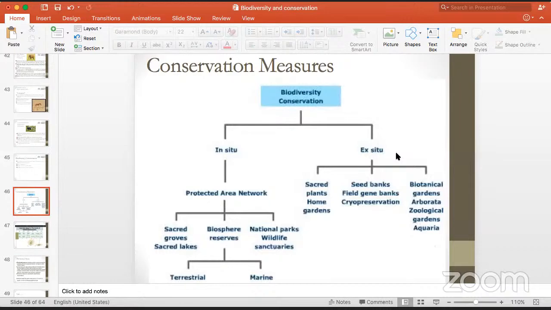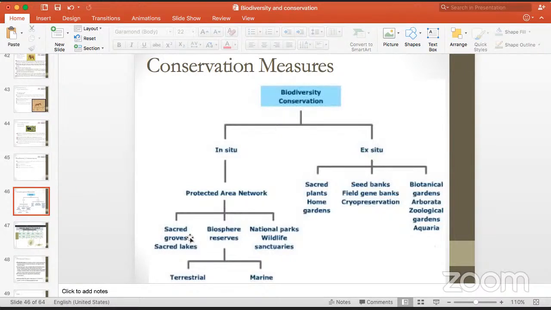So therefore, what happens? It becomes free from any human interference. And so it naturally gets conserved. Right? So animals there are able to roam around freely. The trees have a lot of biodiversity. They are not chopped down. There is no deforestation.